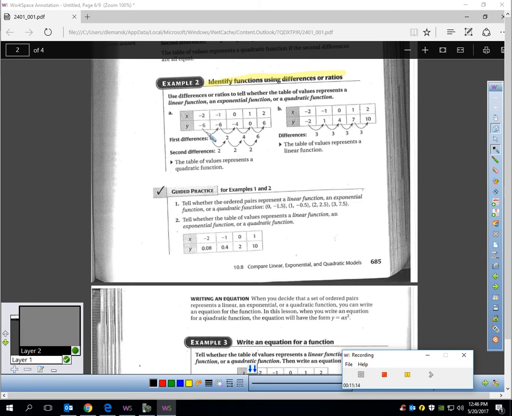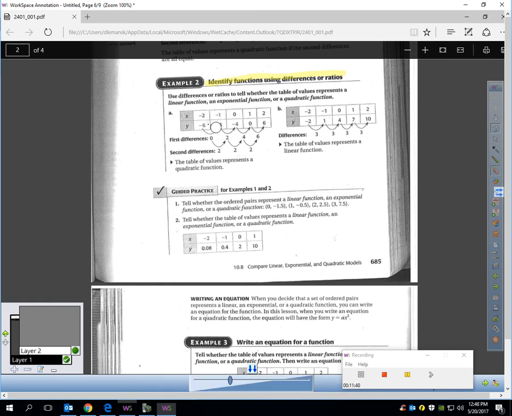Let's check. Is it linear? Is there a constant addition pattern? Well, first of all, I have to make sure, are my x's going up at the same interval? They are, by 1 every time. Good. Now here, negative 6 plus 0 would give me negative 6. Is negative 6 plus 0 going to give me negative 4? Nope. So I know right now this one can't be linear.